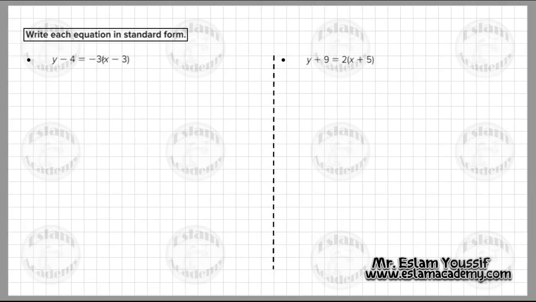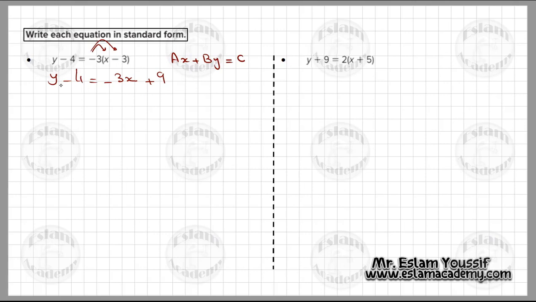In this question, we need to write each equation in standard form. The standard form is defined by ax plus by equals c. A is more than or equal to 0. A, b, and c must be integers, and there is no common factor between them. So now we can use the distributive property. y minus 4 equals negative 3 multiplied by x, which is negative 3x. Negative 3 times negative 3 equals positive 9.